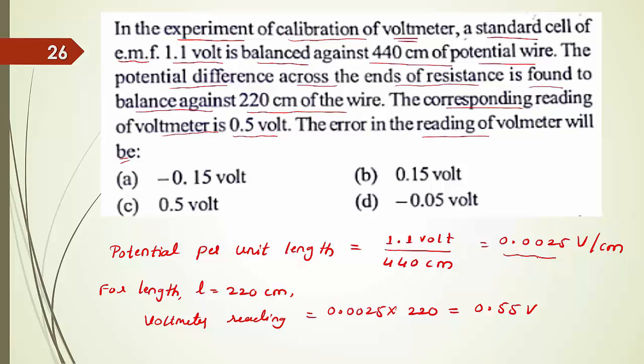Now we have to find the error in the reading of the voltmeter. So what is the reading shown in the voltmeter? 0.5. So we can find the error is equal to 0.5, the reading of the voltmeter, minus 0.55. That gives the answer minus 0.05 volt. This is the error in the reading of the voltmeter. What is the answer? Minus 0.05 volt. So option D is the right answer.